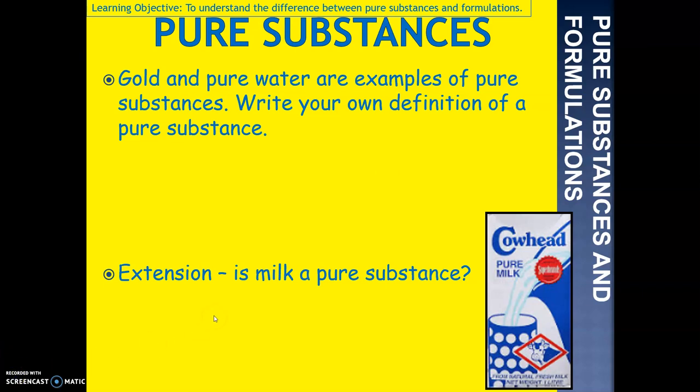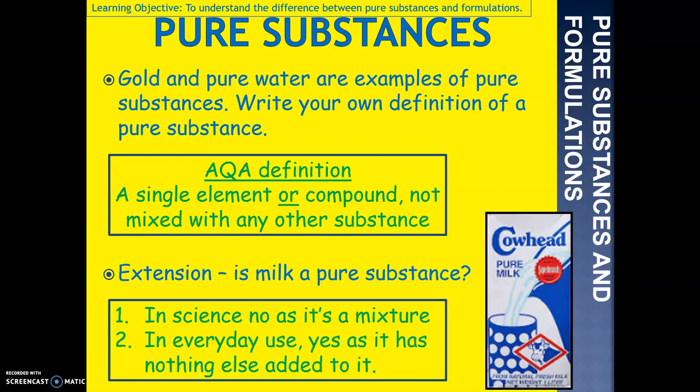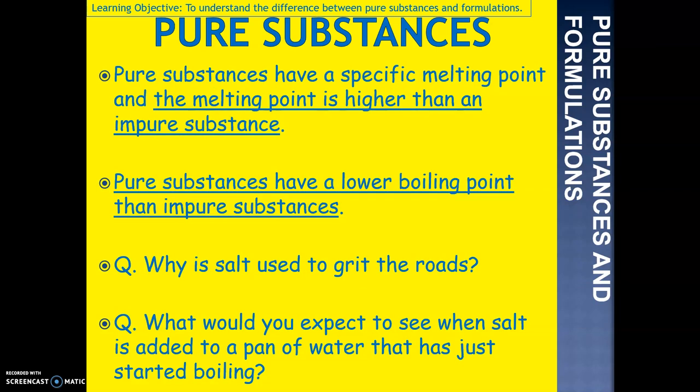Okay, going to quickly go through these as well, guys. Can you make sure you got a green pen or another coloured pen and pencil to self-assess this? So a known definition of a pure substance is a single element or compound not mixed with any other substance. And then, is milk a pure substance? Well, in science, no, because it's a mixture. In everyday use, though, yes, because it has nothing else added to it, it is only just milk. But in terms of science, no, it's a mixture of water and different minerals and vitamins.